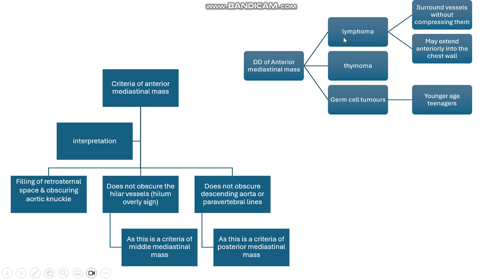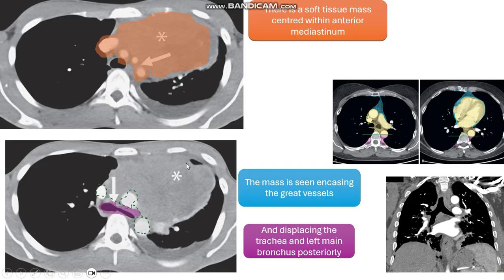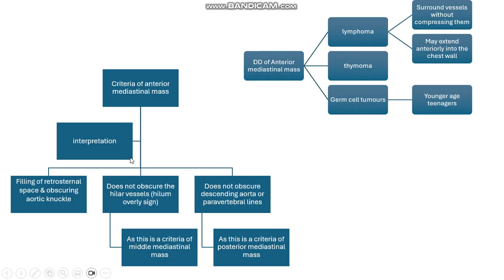Lymphoma is the most probable diagnosis here because the mass is seen surrounding the vessels, encasing the vessels without compressing them. And also there is another criteria of mediastinal lymphoma seen in this case. It may extend anteriorly into the chest wall. Can you see this? So the lymphoma posteriorly tends to encase the great vessels and exert a mass effect. Anteriorly it tends to extend into the anterior chest wall. Okay.